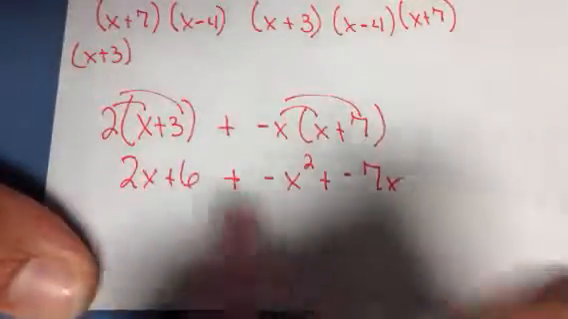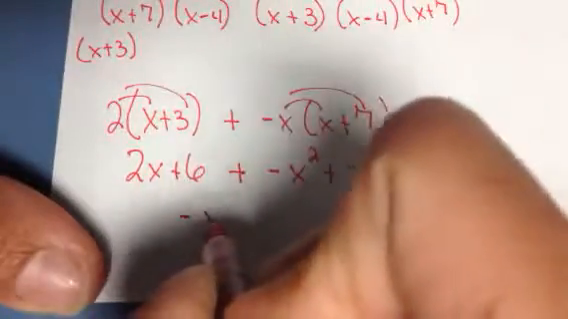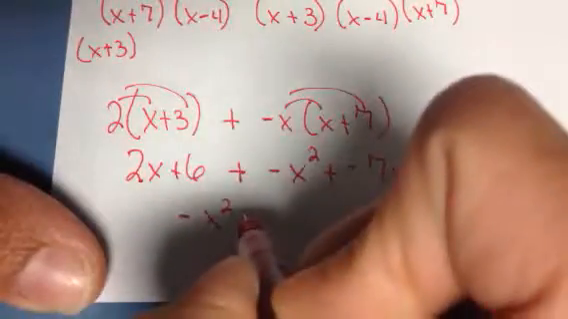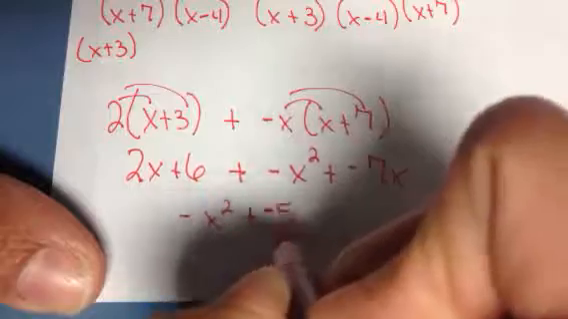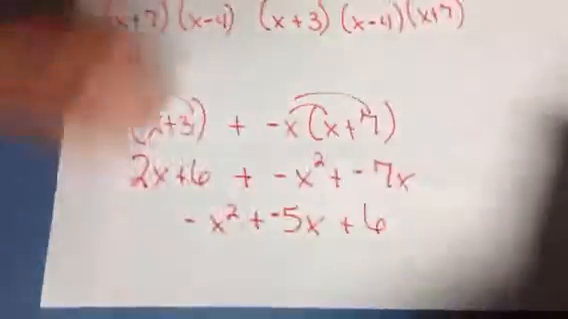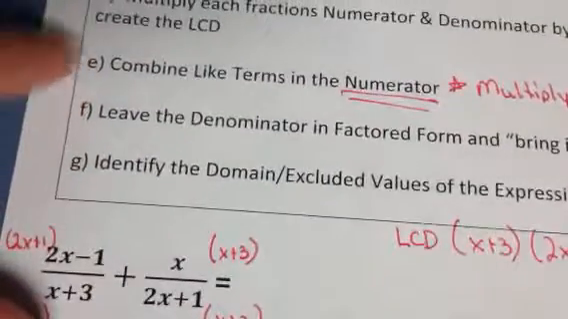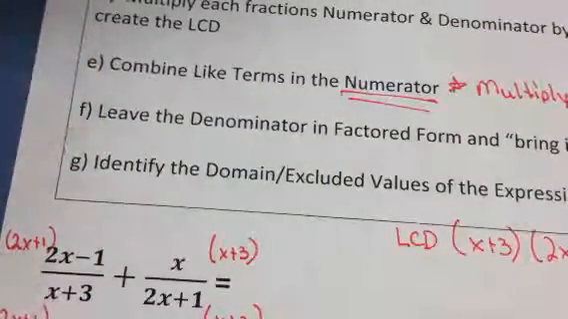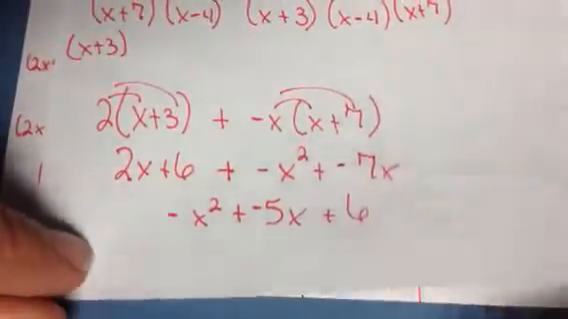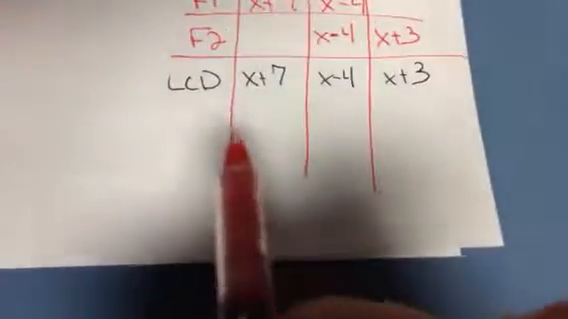And now I'm going to combine my like terms. So I'm going to get negative x squared. 2x and negative 7x is going to give me negative 5x. And then the 6 comes along. So I just did step E, just got all that numerator stuff combined. I'm going to leave the denominator alone in factored form. My common denominator is these 3 factors: x plus 7 in any order, x minus 4, and x plus 3.